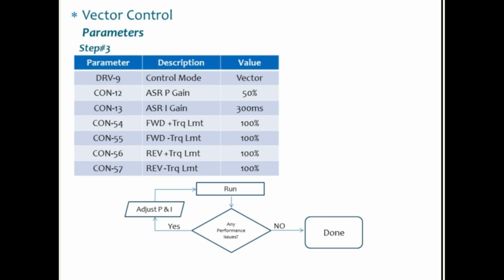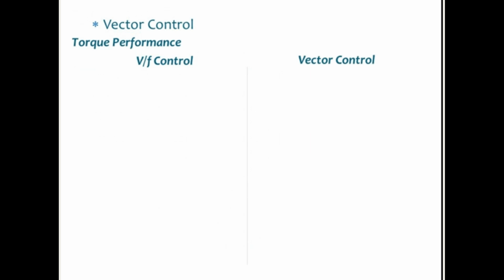I am keeping P gain and I gain as default. Plus I have defined torque limits. The limits can range from 0% to 200%.